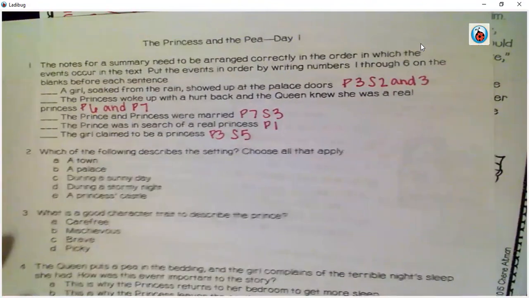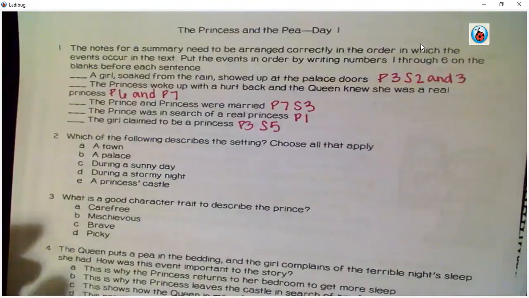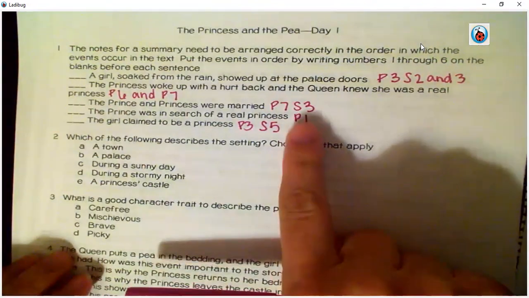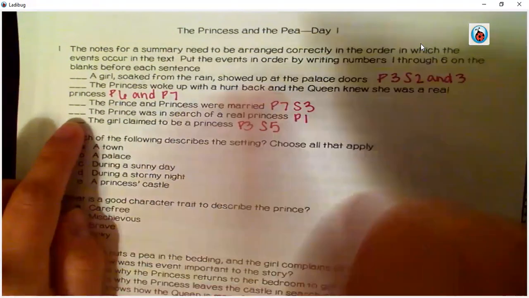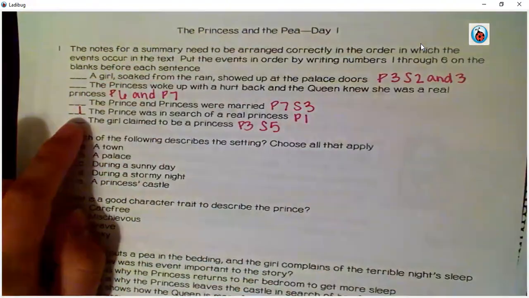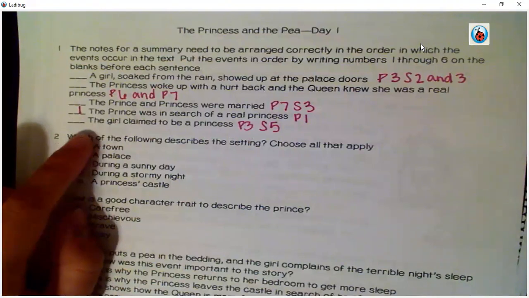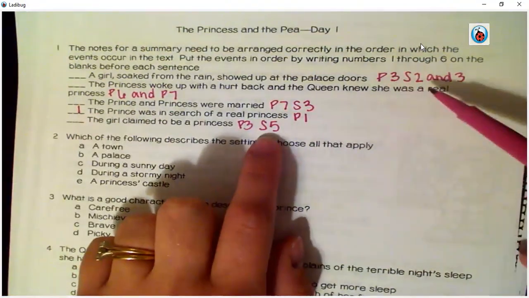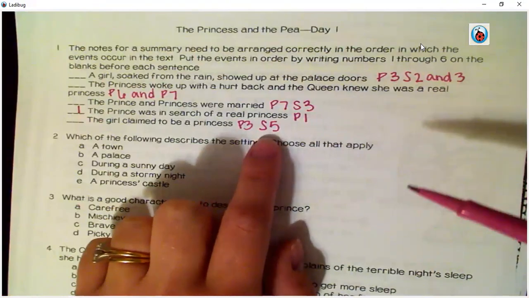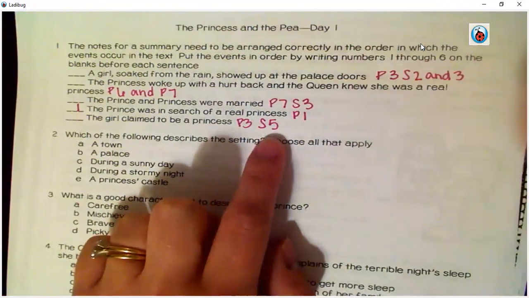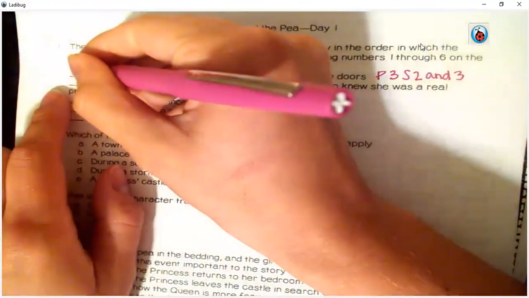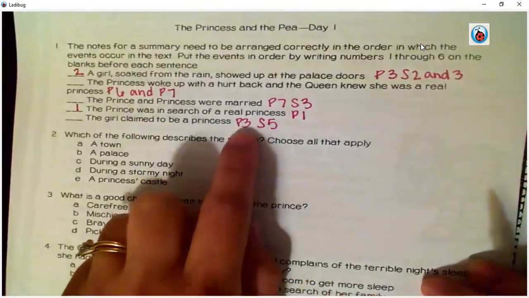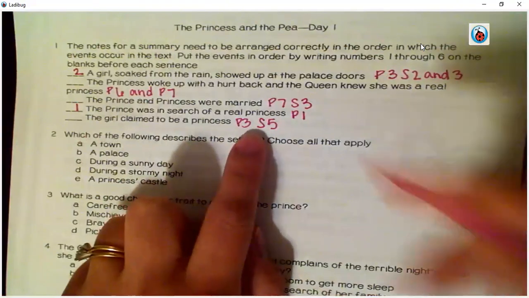That's a little bit of work, but because I did all that work, now I can easily put these events in order. So I'm going to look for the first thing. P1 is the first thing that happened in this text. So I'm going to label 1 next to the prince was in search of a real princess. Let's look and see what came next. So I have no P2 here, but I have 2 P3s. One is sentence 5, one is sentence 2 and 3. I know that 2 and 3 have to come before 5. So the first sentence that we were given is actually number 2, which tells me that the last sentence we were given is number 3.